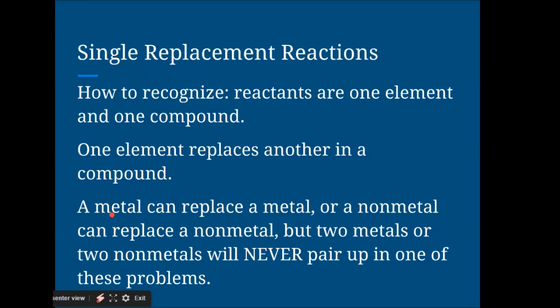A metal is going to go into the ionic compound and try and replace the metal that's already in the ionic compound. A nonmetal, if it's the lone element, will try and replace a nonmetal in the ionic compound. It's never going to be two metals reacting together, and it's never going to be two nonmetals reacting together because, like I said, it's always going to be one lone element and then one ionic compound. So you're going to try and replace the thing that is similar to you.